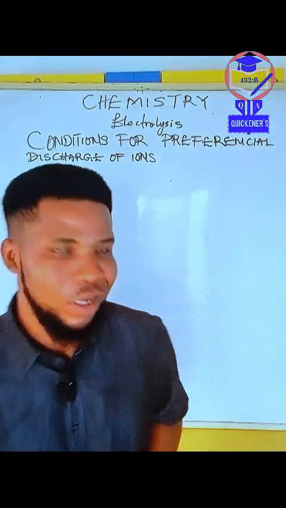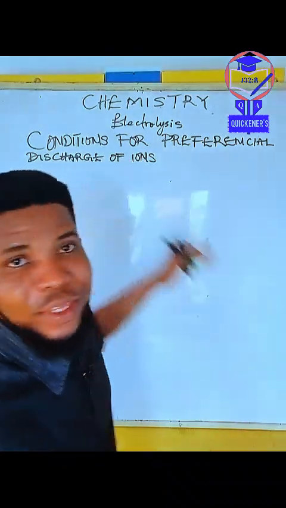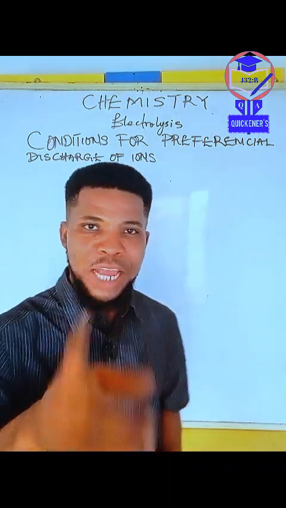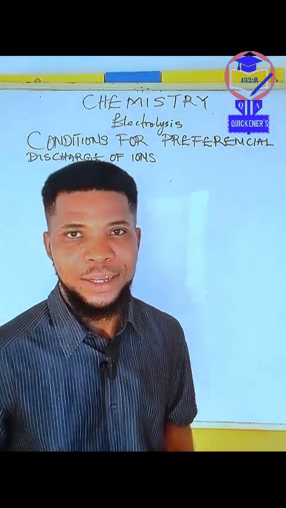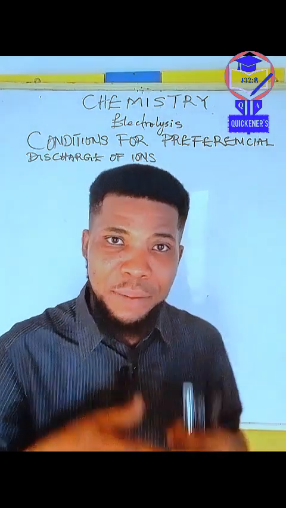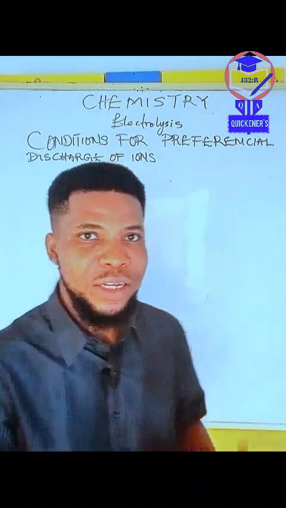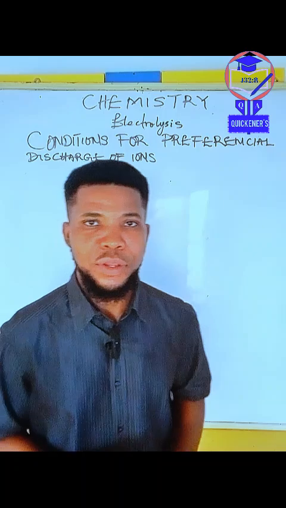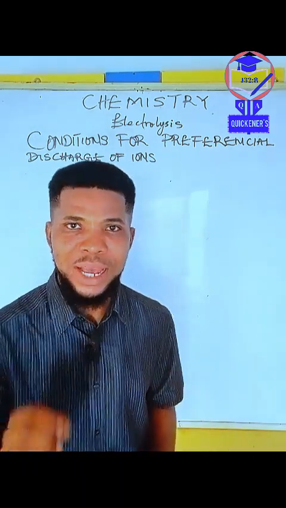So, we want to continue the discussion on electrolysis. As you can see behind me, the topic is conditions for preferential discharge of an ion. If you are writing WAEC and you are writing JAMB, you need to understand this topic under electrolysis. So, now, in electrolysis, we said that there is a chemical decomposition when electric current flows through it. Now, this chemical decomposition follows some certain rules and conditions. That is what we want to look at: the rules and the conditions for the discharge of an ion during electrolysis.